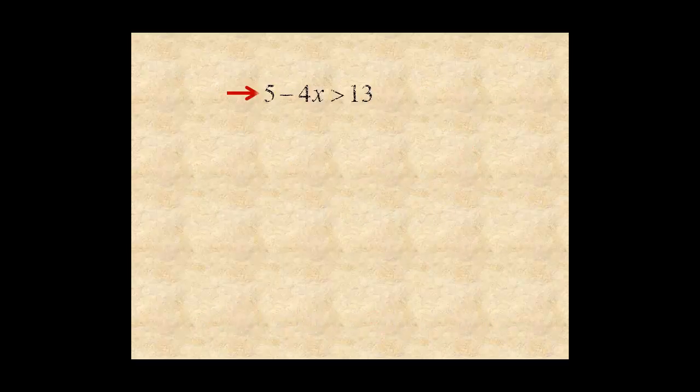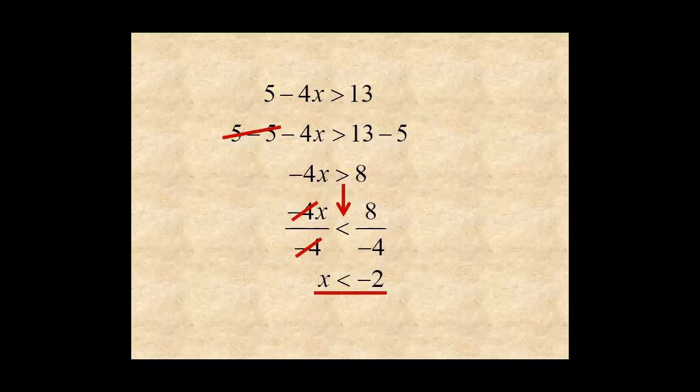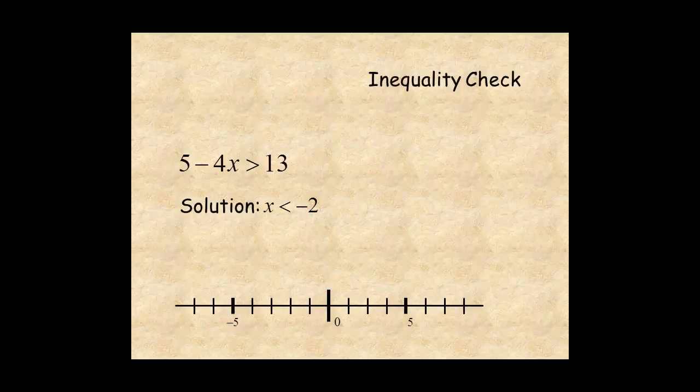Here's an example where you're going to switch the inequality symbol. Begin the solution by subtracting 5 from both sides. Then divide both sides by -4 and switch the direction of the inequality. The solution is x less than -2. Because you switch the direction of the inequality, you can see the solution checks. Here's the inequality, its solution, and the graph of the solution, all the numbers less than -2.